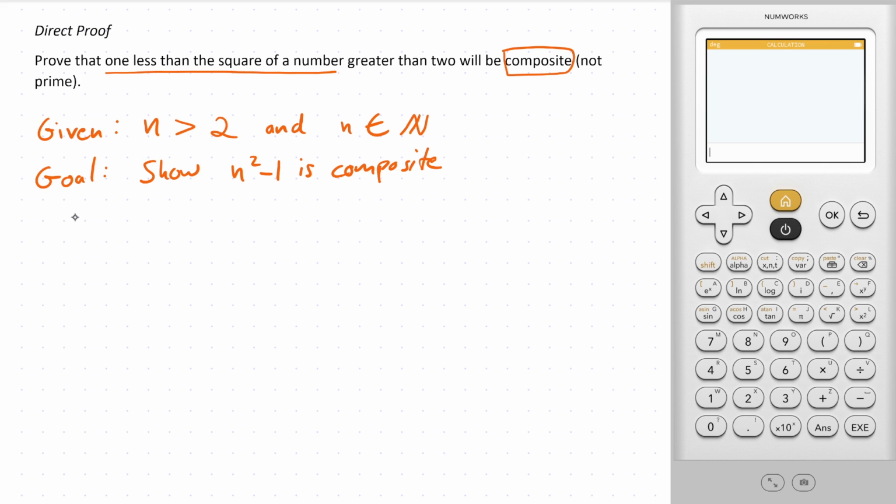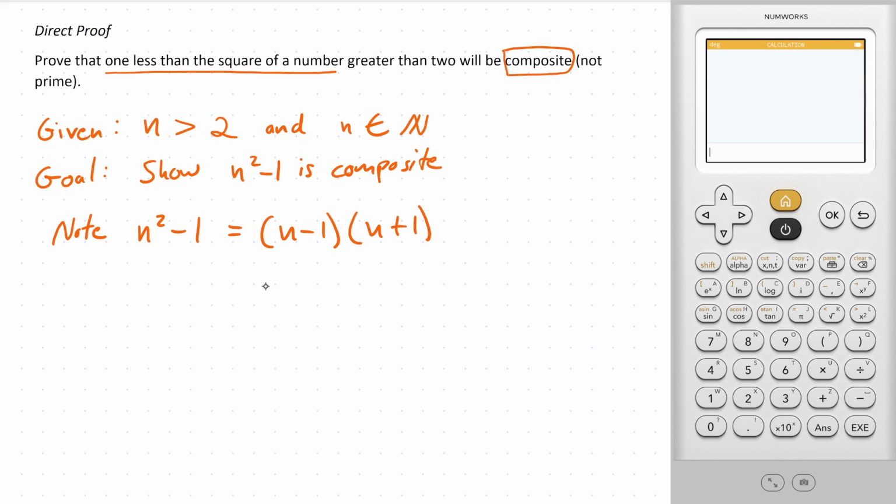So first of all, we're going to say, note that n squared minus 1 is equal to n minus 1 times n plus 1. This is an algebraic step where we're factoring n squared minus 1 into these two factors. And if you're not convinced of this, you could always FOIL this whole thing out and see that it does in fact give you n squared minus 1.